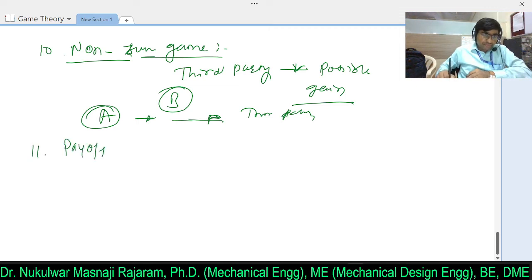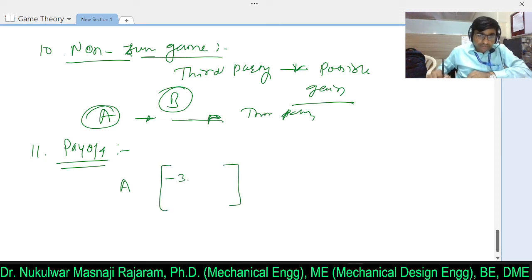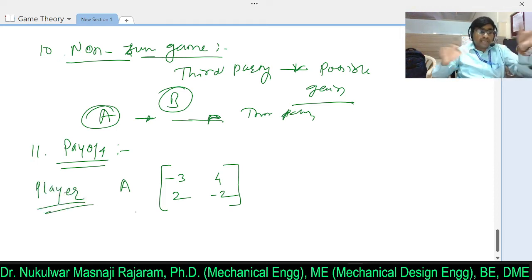Next is payoff. Clear? It is the outcome of the game. Payoff of a game is nothing but a matrix. Here I will consider player A, which has some matrix. Here I will write some values. Clear? So this matrix is related to player A. Now in this case, what I am reading in this matrix is that A is losing.